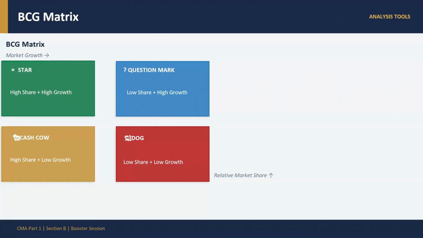Then if they still continue to perform well, they will enter the next stage, which is cash cow. Cash cow is a position where you are generating a lot of cash. Cash income is very high when compared to your cash outflows because of economies of scale. So here, in the cash cow, you are at a high share and low growth level.